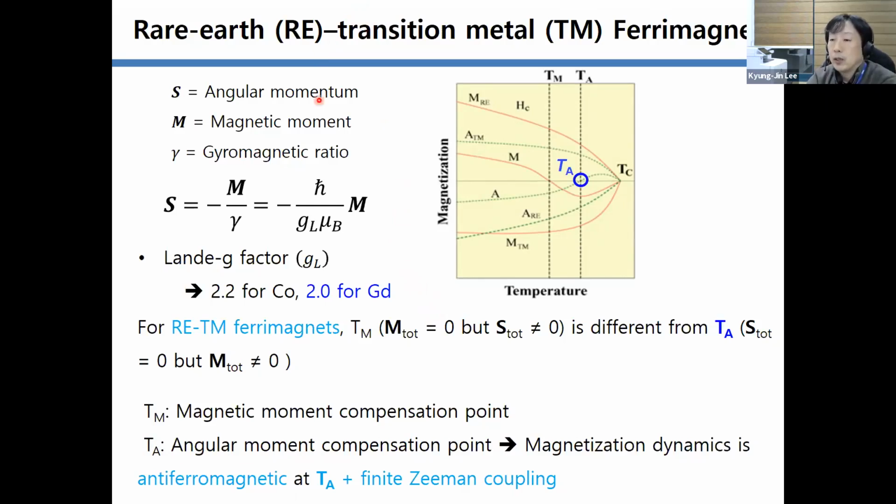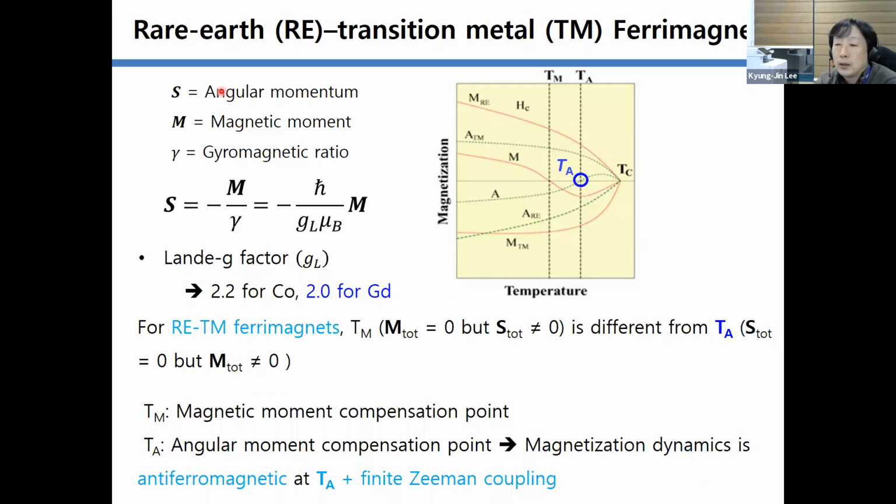For example, in the cobalt-gadolinium ferrimagnetic alloy, these two magnetic moments are antiferromagnetically coupled. And the interesting thing here is that the Landé g-factors are different.